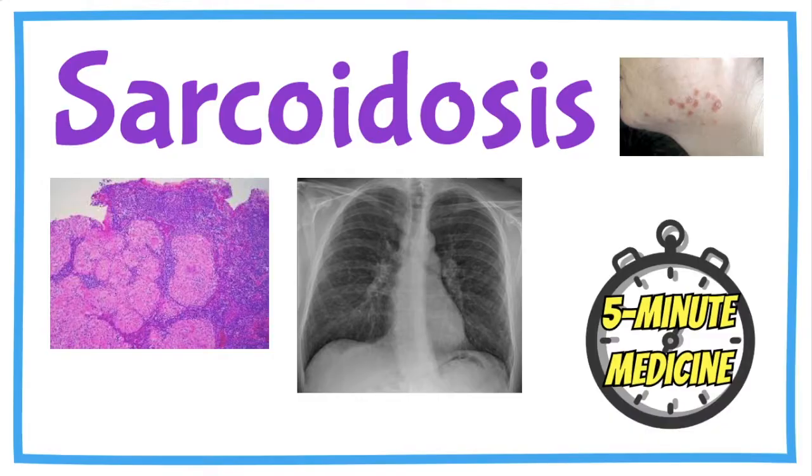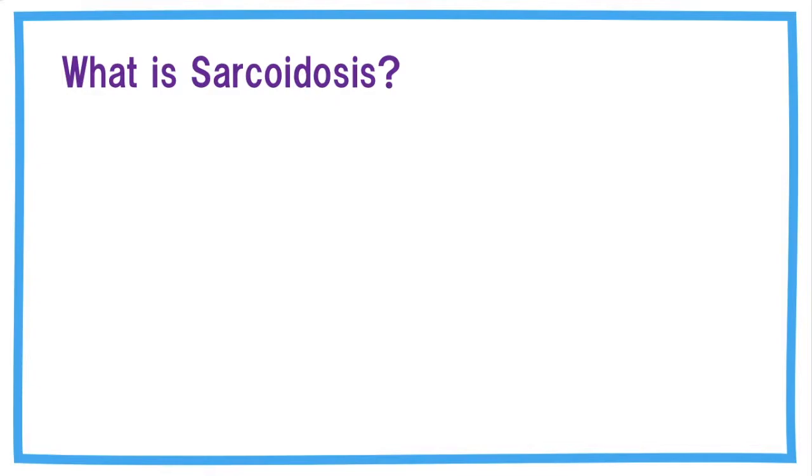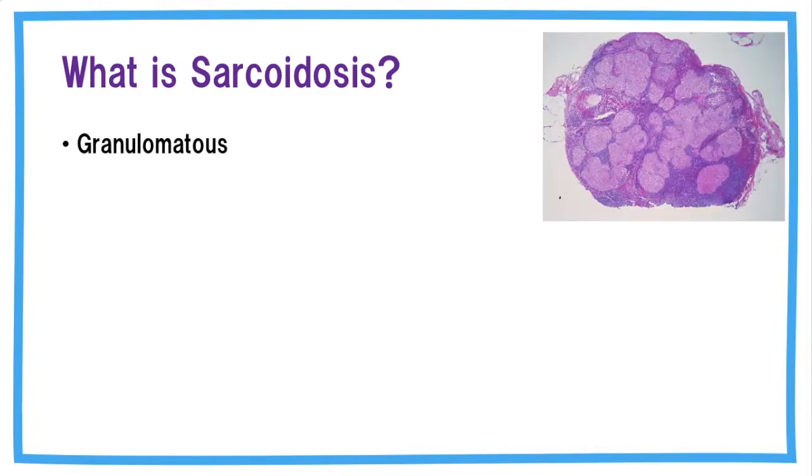In today's video, I'm going to be talking about sarcoidosis. Sarcoidosis is what's known as a granulomatous disease, which means that these masses of granulation and immune tissue called granulomas form around the body. In this histology slide here, we have a slice of lymph node, and you can see the granulomas as I'm circling them.